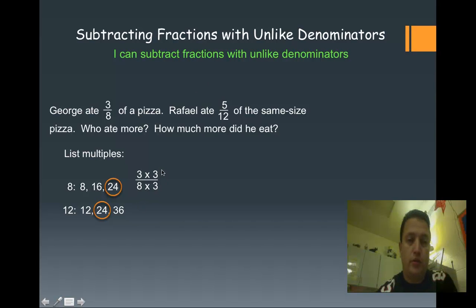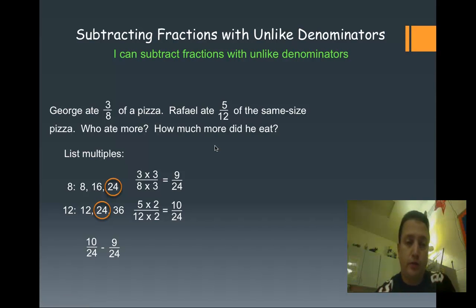So to make 3/8 into 24, I have to multiply numerator and denominator by 3, which gives me 9/24. And I can do the same thing with 5/12 by multiplying it by 2. Again, my denominator has to be 24. That's why I'm multiplying 12 by 2. So now I can lay out my new subtraction problem. 10/24 minus 9/24 equals 1/24. Okay, that means Raphael ate more because he had the 5/12. Okay, here's 5/12. That was the 10/24. So he ate more. 9/24. That's George, because it was originally 3/8 here. So Raphael ate more. How much more did he eat? He ate 1/24 more. Okay.